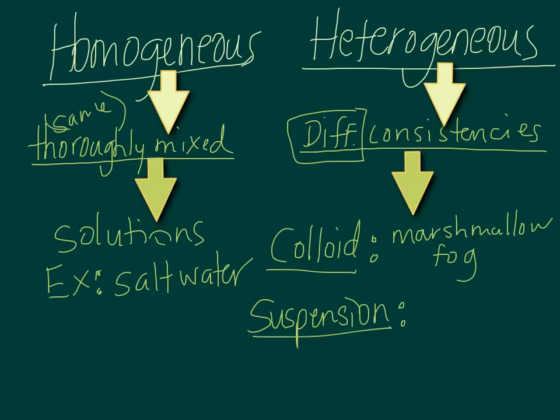The next example of a heterogeneous mixture is called a suspension. You actually saw a suspension the other day in the lab. It's oobleck. It's cornstarch suspended in water. Another good example of a suspension would be sand water. You mix it up and the sand is temporarily suspended in the water.